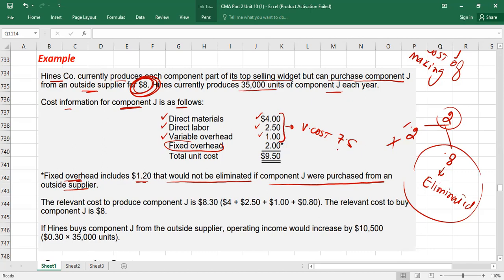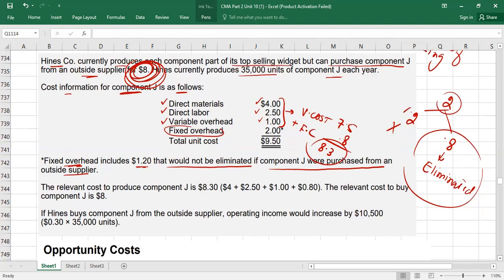So what would our relevant cost be? If I add the variable cost plus the fixed cost which can be eliminated, 0.8, it gives you $8.3. So this $8.3 is the cost to produce the product. What is the cost of purchase, given here? $8. So which is the cheaper option? As per this information, the cheaper option is to buy the product from the outside supplier. Cost of purchase is $8 and cost to make the product is $8.3.